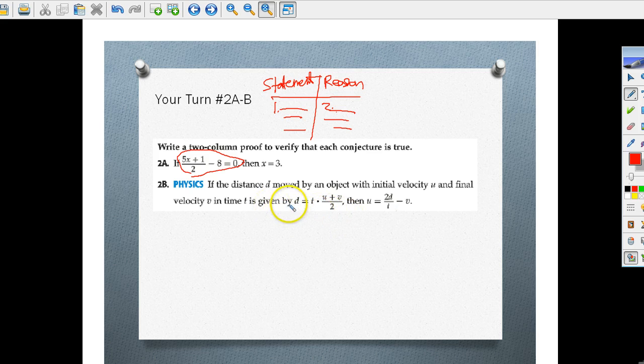Same thing for 2B. It's just like the example where we changed from C equals to F equals. Exactly the same with a different equation. You're solving for U now. Same thing, two-column proof, statement and reason. Come back when you're done.